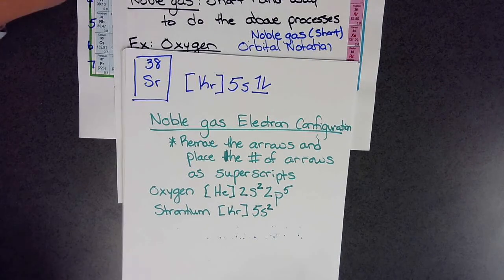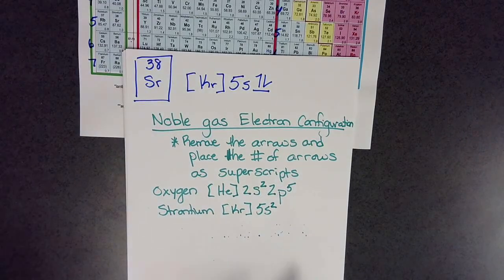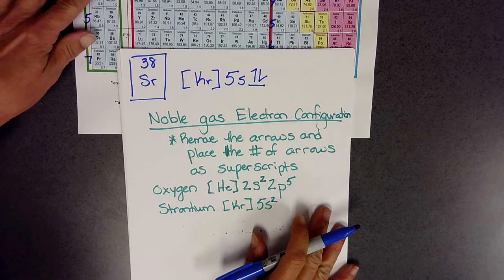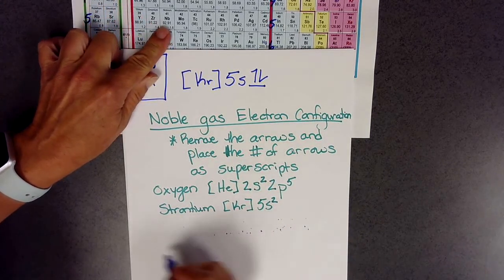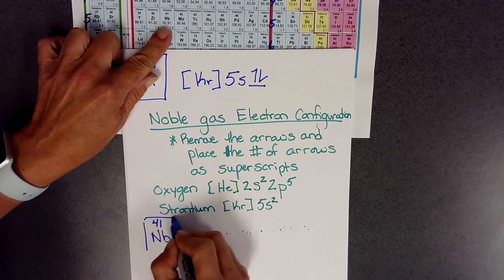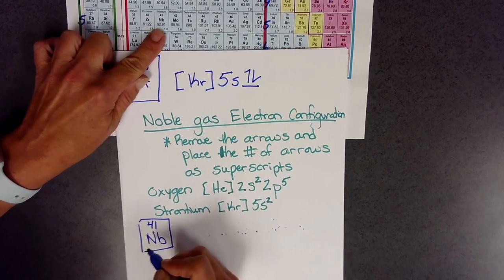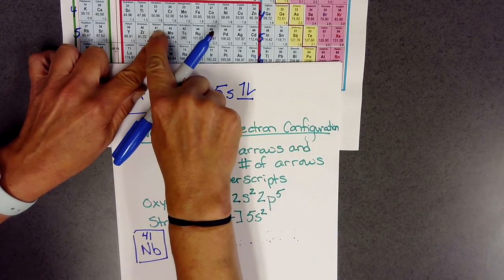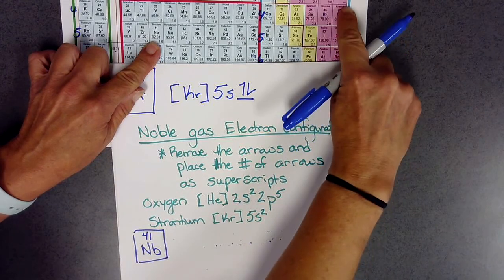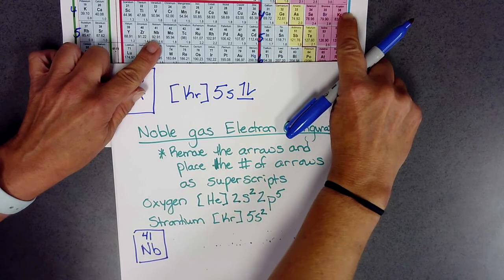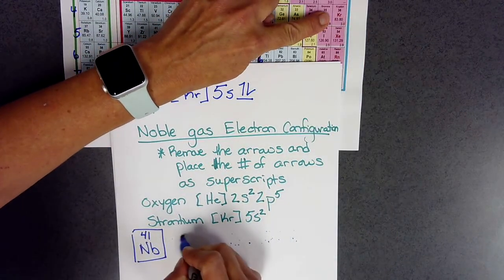So let's do one more example using an element in the D block, and we're going to do it for both of these types. For this example, I'm going to use Nb, which is number 41. Again, I'm going to look for the noble gas that comes before Nb. Since this is 41, I have a choice of 38 or 54. I'm going to use 38 because that number is less than 41. This noble gas then is krypton.